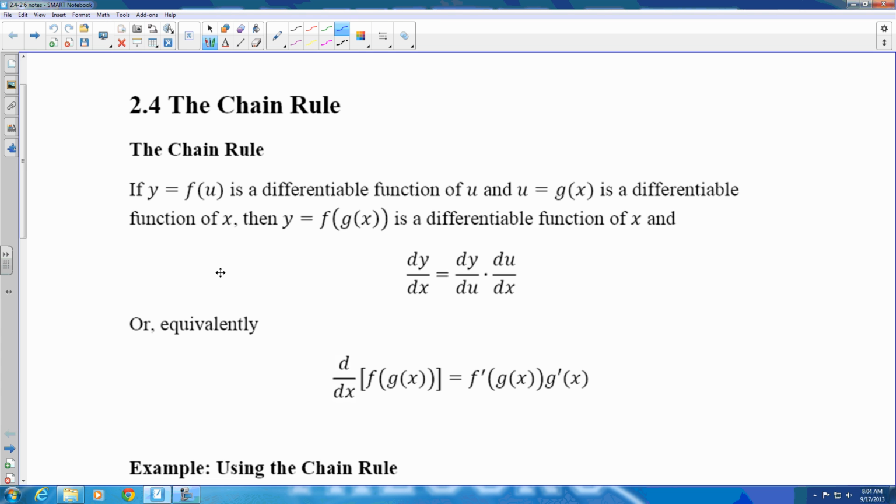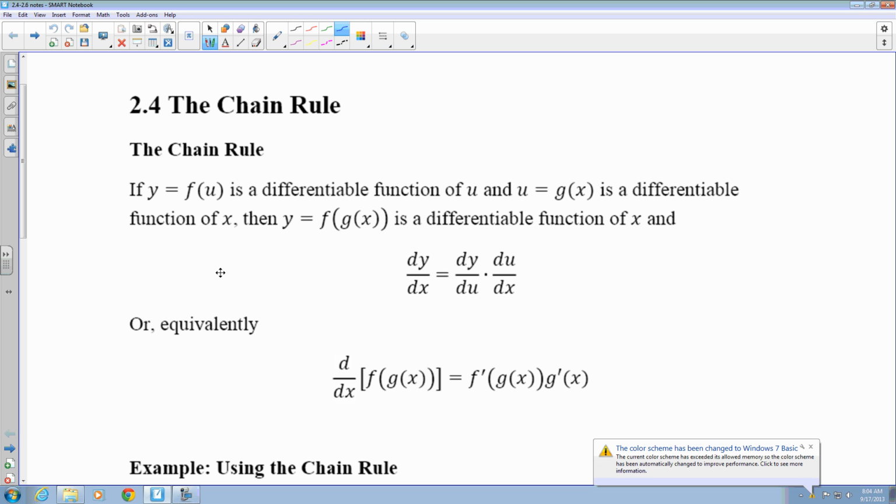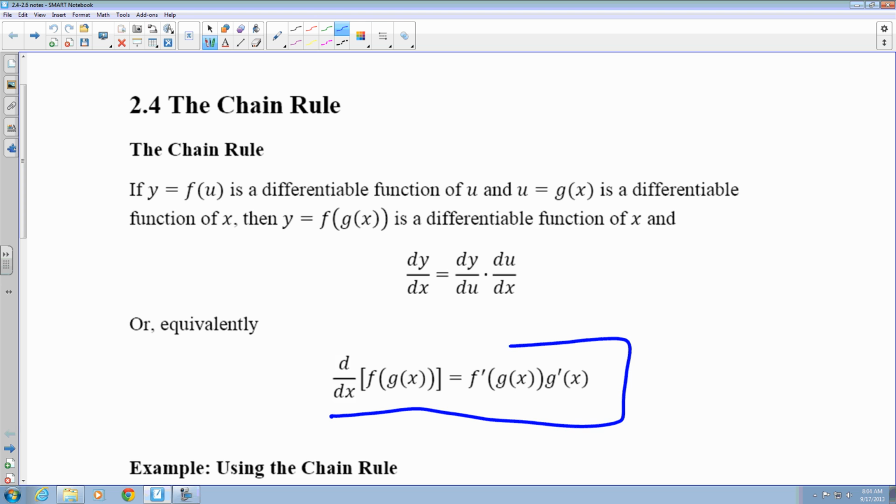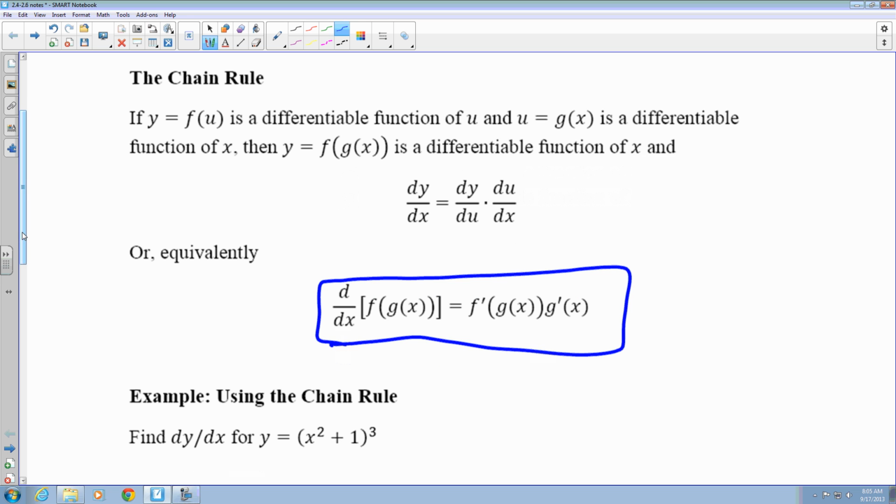Alright, today we're working on section 2.4, which is the chain rule of differentiation. This is used when we have a function inside of a function, or the composition of functions, f of g of x. And the way that we take the derivative is we multiply, this is probably the easier definition to understand. If we have a function f of g of x, we take the derivative of the outside, leaving the inside alone, times the derivative of the inside.